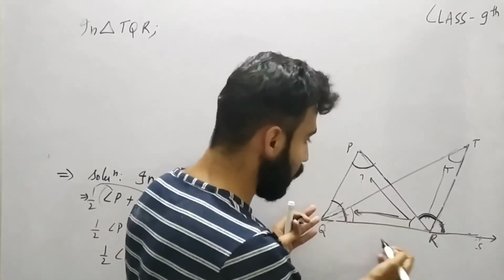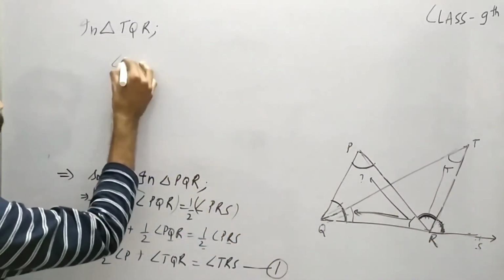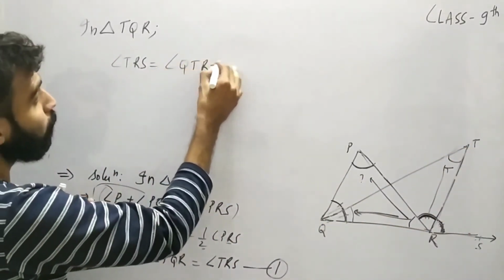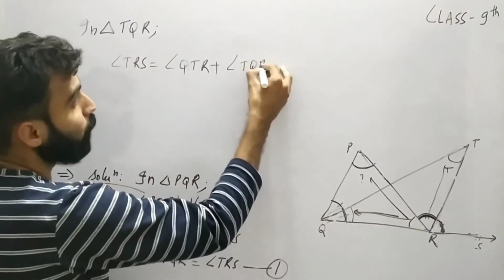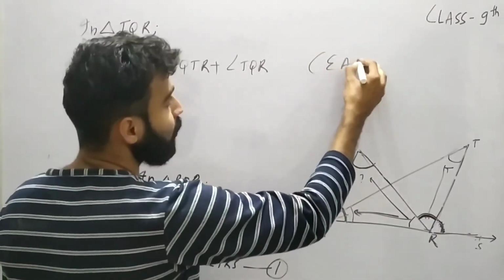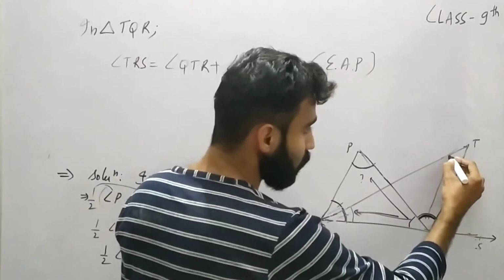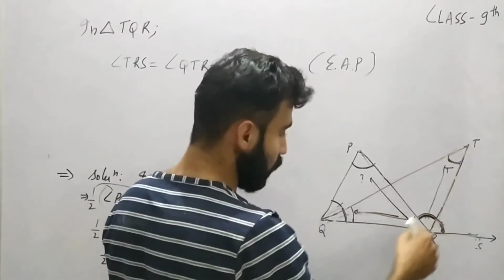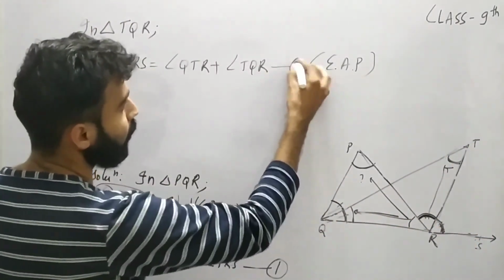So what I can write here is angle TRS is going to be equal to the sum of QTR plus angle TQR, this angle, because we know this is by the exterior angle property. The value of the exterior angle is equal to the sum of the interior opposite angles, meaning these two, right? So I have written it as QTR plus TQR is equal to TRS right here. Let me give it as the second equation, right?